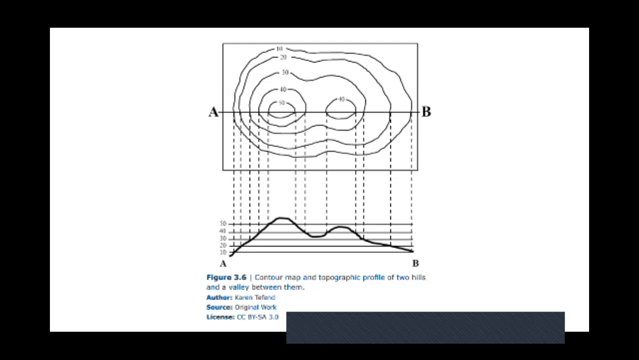So what you're going to be doing on this lab is finding the elevation here is 10, go straight down and put in an elevation of 10, and then a 20, 30, 40, 50. And so if we were to walk from A to B, you'd walk up this hill and you'd walk back down, go up the second hill and go back down.